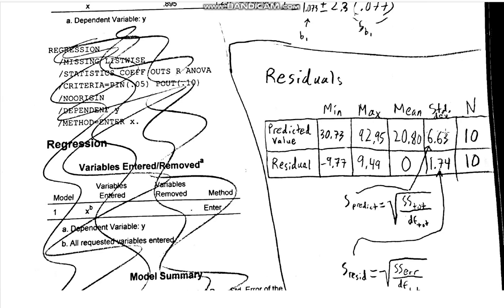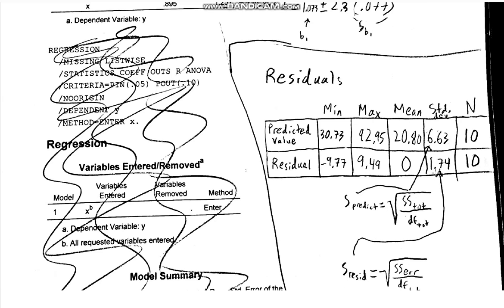The standard deviation of the predicted value will be just the sum of squares total, which we got earlier in the assignment, and then divided by the degrees of freedom total, which for this assignment is 9. And then you square root all of that, and that comes out to this 6.63 number.